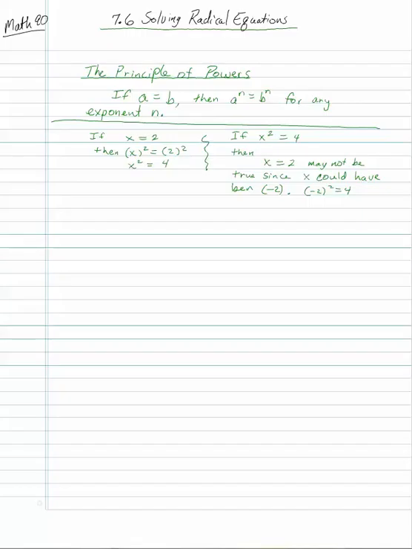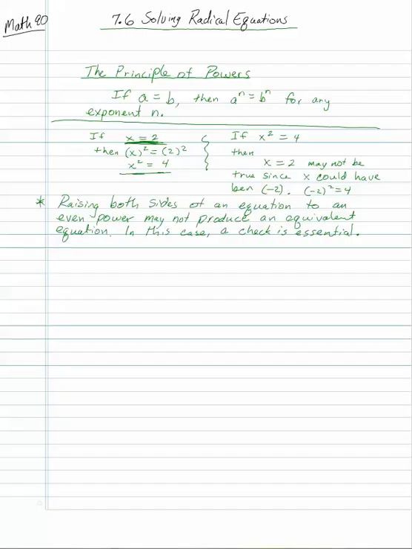But if you start with x equals 2 and you square both sides, you know that x squared equals 4 is a true statement. So it's an if-then statement, which means we just have to be careful when we go back. If we square both sides, we get an equation that's not equivalent to the original equation. So it's going to be a possible solution to the original problem, not necessarily a solution. So we just have to check.